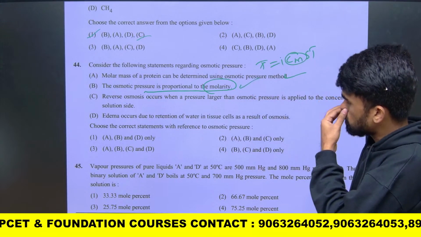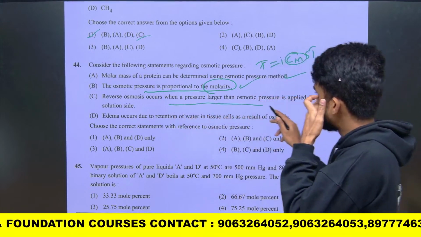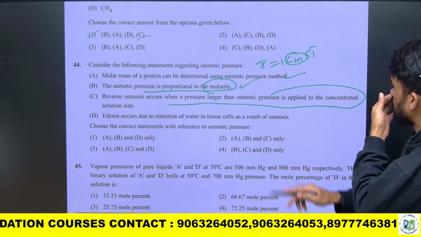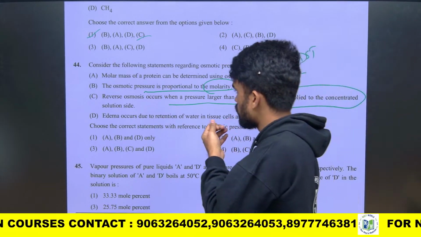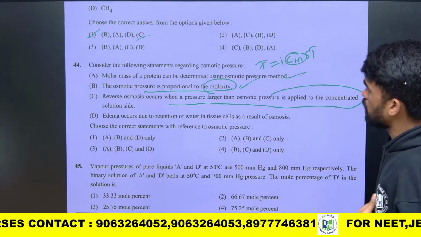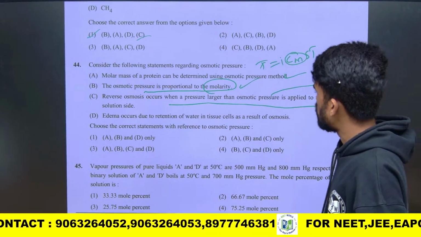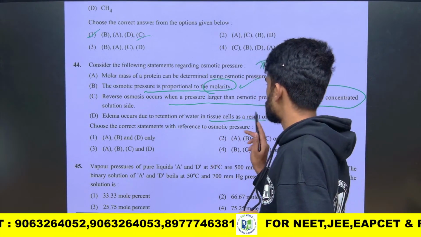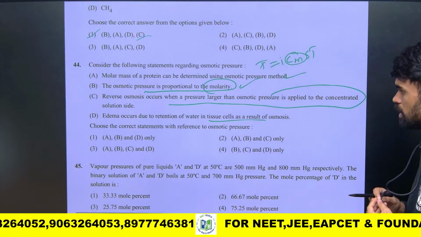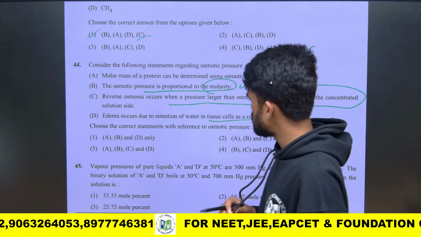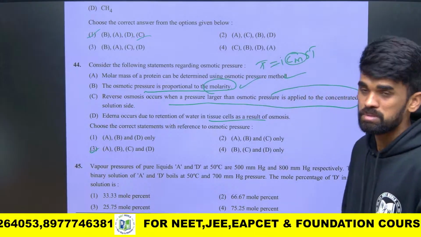Okay. Reverse osmosis occurs when pressure larger than the osmotic pressure is applied to the concentrated side. Okay. And edema occurs due to retention of water in the tissue cells as a result of osmosis. Yes. Okay. So A, B, C, D, all of them are correct. So option number 3.